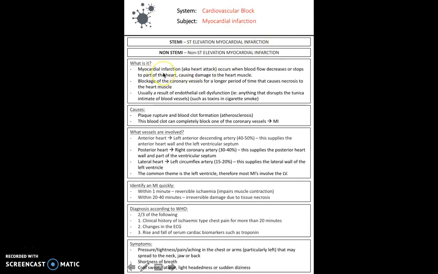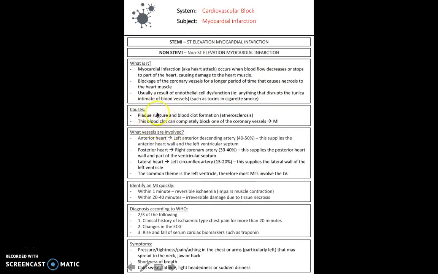But first let's think about an MI in general. It's a heart attack, and it occurs when blood flow decreases or stops to part of the heart or myocardium, which causes damage to the heart muscle, and this is due to a blockage of one of the coronary vessels. If this is for a longer period of time, this can cause necrosis, aka death of the heart muscle.